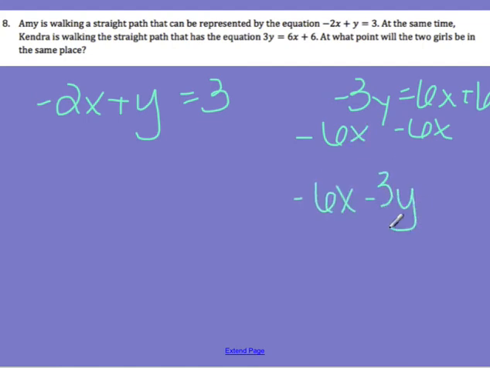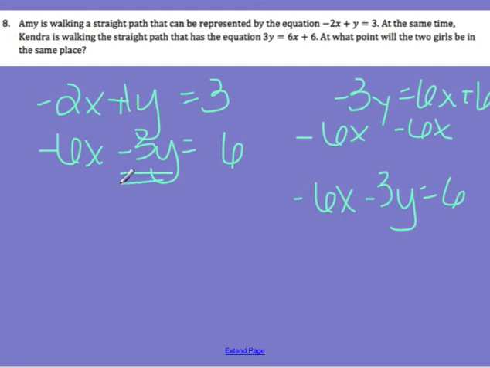So I have negative 6x minus 3y is going to be equal to 6. So I'm going to line that up here. Negative 2x plus y is equal to 3, and negative 6x minus 3y is equal to 6. So now what I want to do is figure out, here I have a 1. So we have a negative 3. What's the opposite of negative 3? Well, that's going to be positive 3. So what do I need to multiply 1 by to get a positive 3? And that's going to be 3.